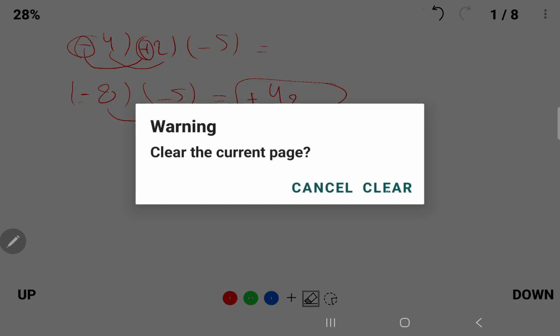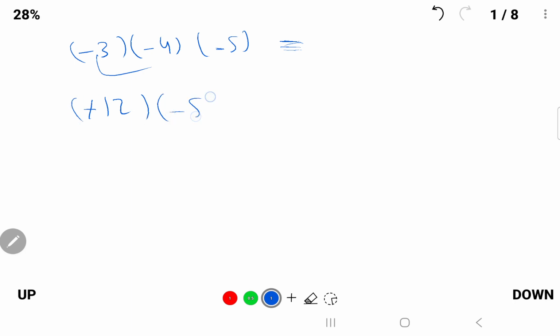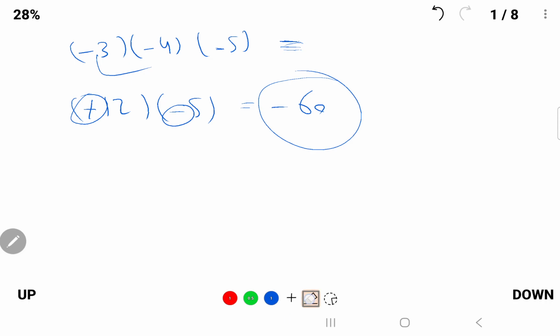Now let's say if we have minus 3 times minus 4 times minus 5, so we have three negative numbers. Now first we multiply these two numbers. Minus 3 times minus 4 is equal to positive 12. Positive 12 times minus 5. So first 12 times 5 is equal to 60. And we have different signs, so the final answer would be negative. So the final answer is negative 60.